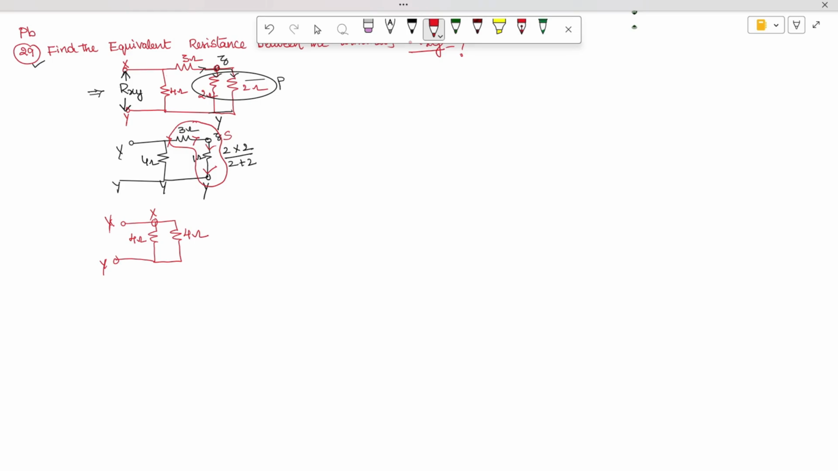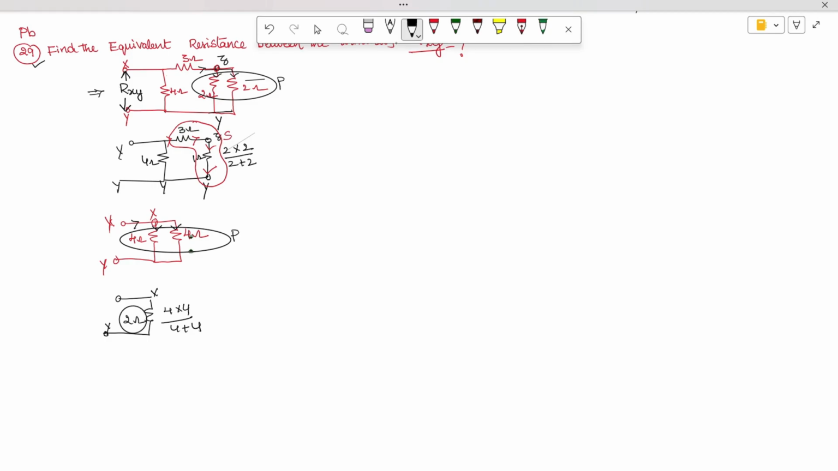So again, I can see here the current enters and the current is going to divide. Whenever the current is going to divide, these two are connected in parallel. Whenever two resistors are connected in parallel, the formula for resistors connected in parallel is product of resistance divided by sum of resistance, which is again 2 ohm.